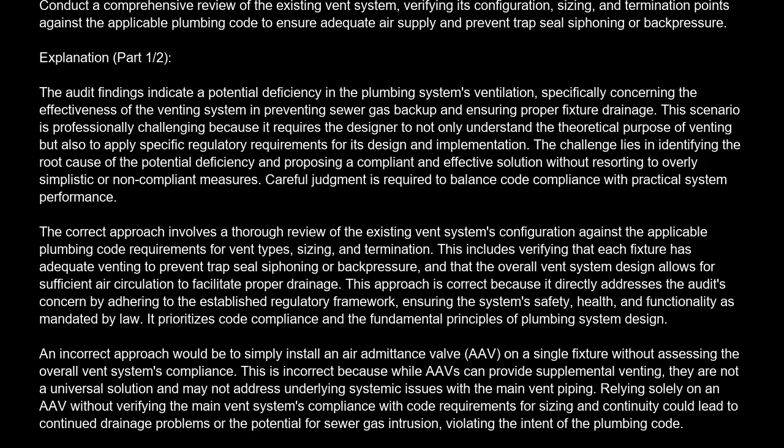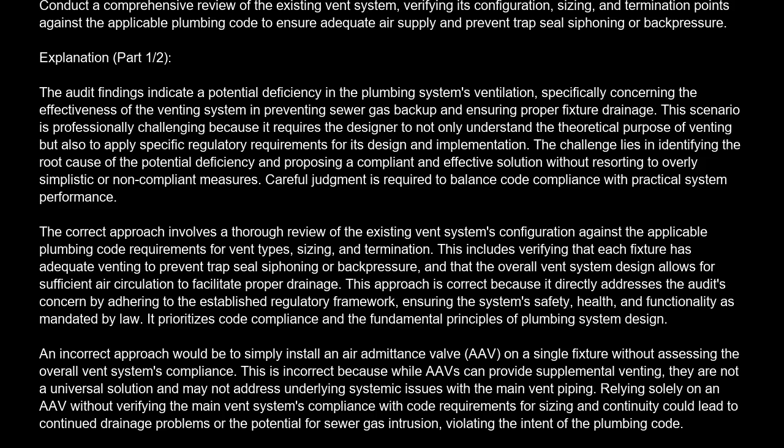The correct approach involves a thorough review of the existing vent system's configuration against the applicable plumbing code requirements for vent types, sizing, and termination. This includes verifying that each fixture has adequate venting to prevent trap seal siphoning or backpressure, and that the overall vent system design allows for sufficient air circulation to facilitate proper drainage. This approach is correct because it directly addresses the audit's concern by adhering to the established regulatory framework, ensuring the system's safety, health, and functionality as mandated by law.